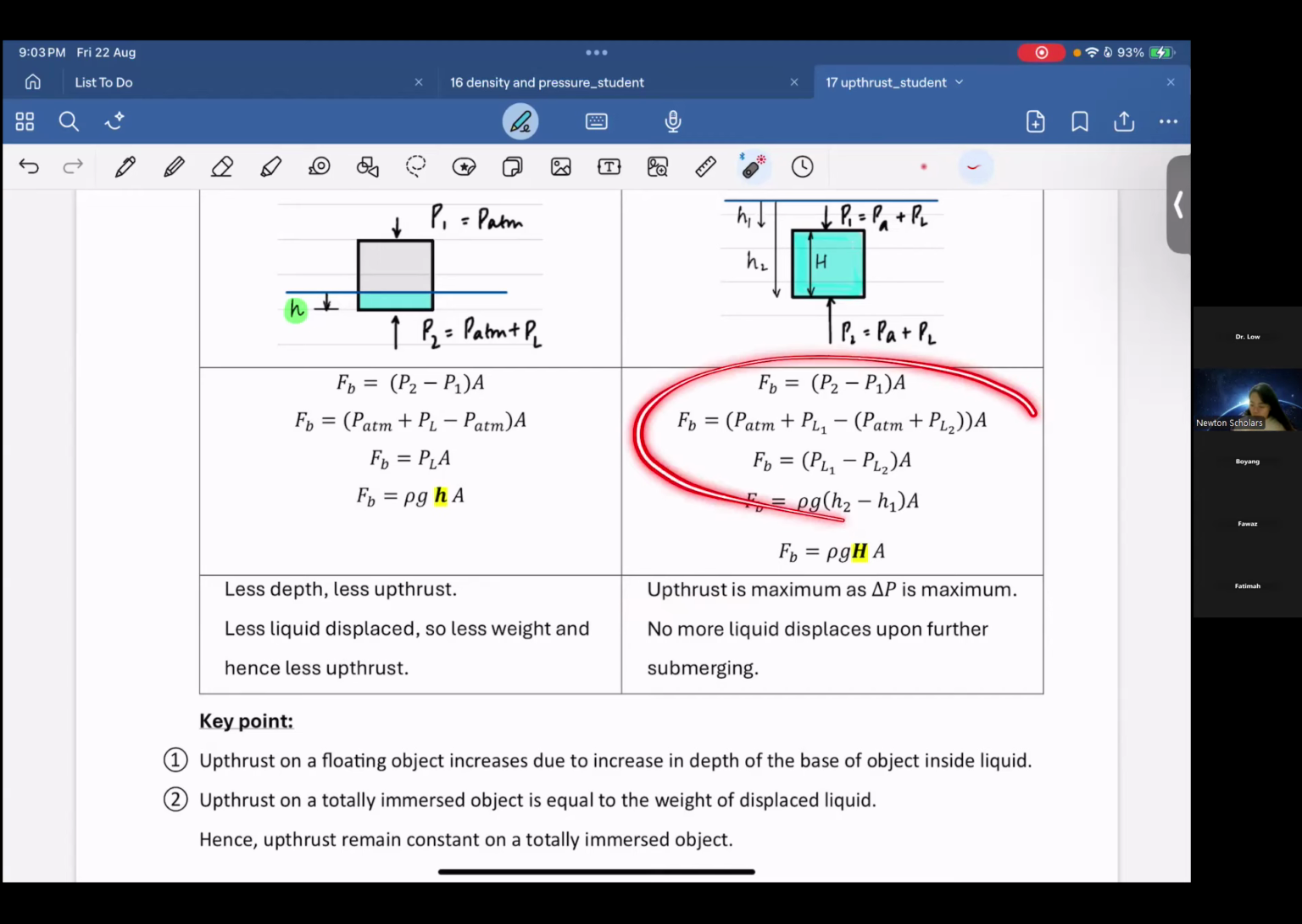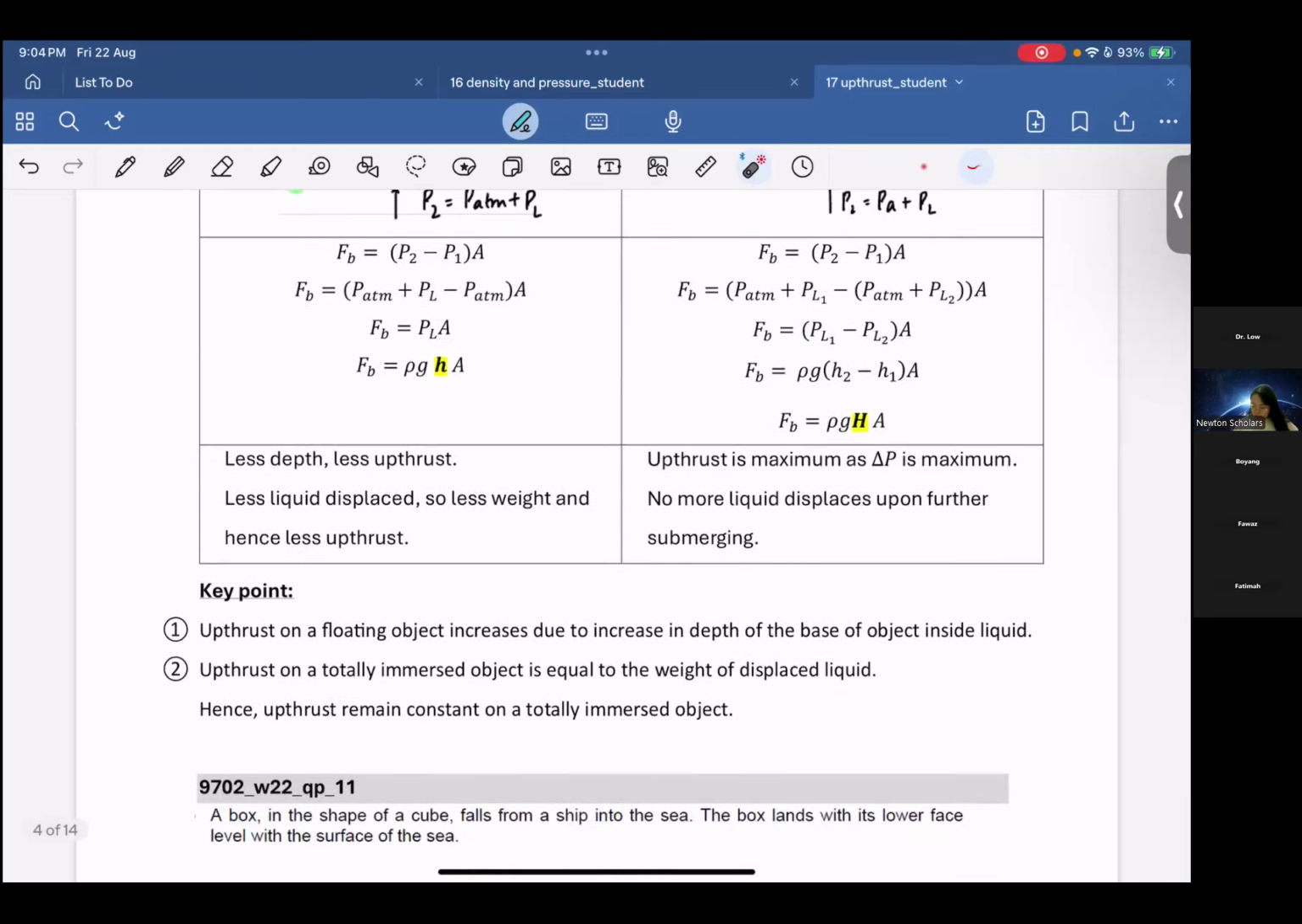But I worry this will make you confused. This is just to show you that our buoyant force will change with the increase of depth. But when you are already fully immersed, it doesn't matter anymore. This h is a maximum. How? The derivation is here, you can study it a bit after that.